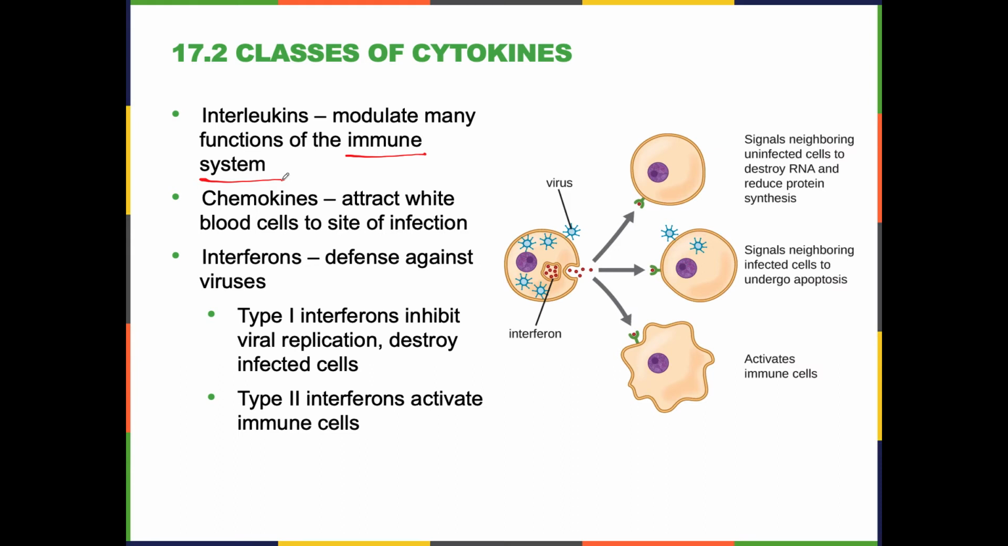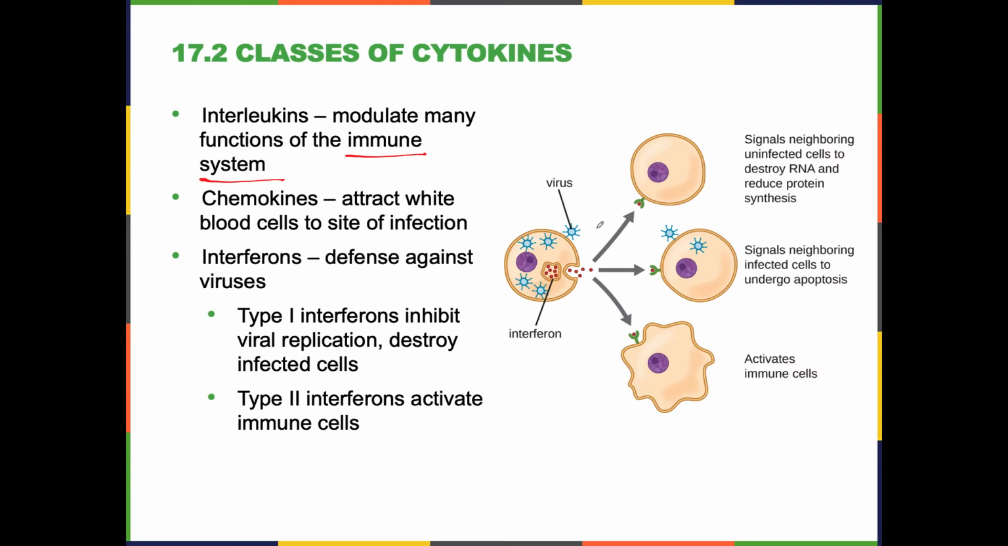Chemokines are cytokines that attract white blood cells. This whole idea of chemotaxis again, right? So chemokines are cytokines produced by cells that bring white blood cells to the site of infection. And then there are interferons, and interferons are defense against viruses, right? So what they do is that they interfere with viruses. There are two types of interferons, type 1 and type 2. Type 1 interferons inhibit viral replication, or they destroy virally infected cells, right?